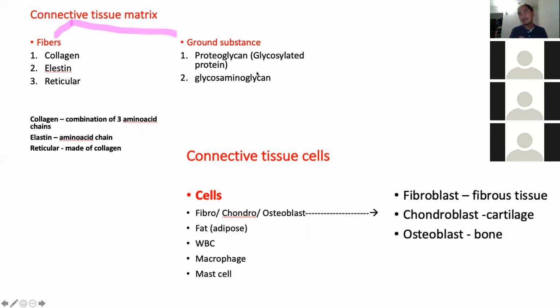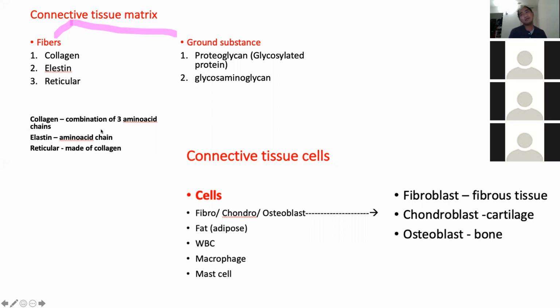glycosaminoglycan and proteoglycan. These are just glycosylated proteins which attract water, and because of the water, cartilage is a little bit bouncy, a little bit cushy, and therefore good to take weight, so it is designed to coat the bone inside the joint. That is the reason we use it. There is a reason. And fibers could be either collagen, elastin, or reticular fibers.